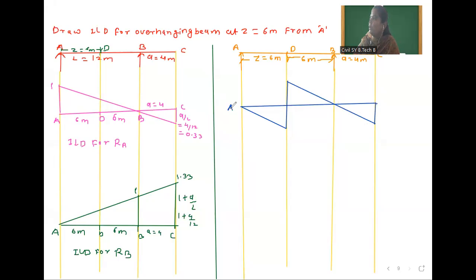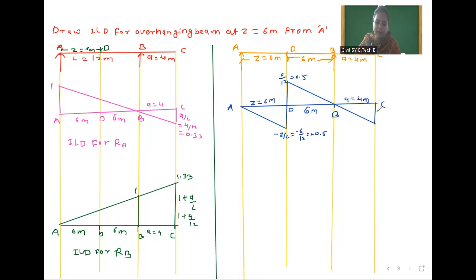So this is A point, this is D point, this is B point, and C. This distance is A which is equal to 4 meter. This distance is 6 meter. This distance is Z which is equal to 6 meter. So here the value is minus Z by L, which is equal to minus 6 by 12, which is equal to minus 0.5. And here also 6 by L, 6 by 12, which is equal to 0.5. If we take the addition, it will come to 1.